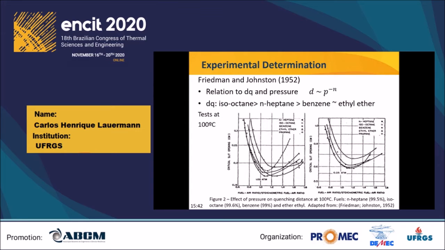The experiments were made at 100 degrees, and the figure 2 presents the effect of pressure. In the first image we have atmospheric pressure, and as the pressure is reduced, the value of the quench distance got higher, right?